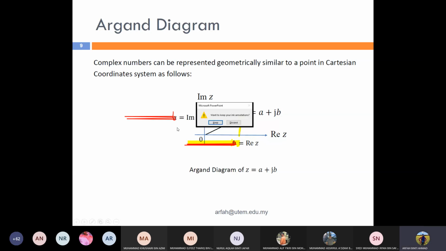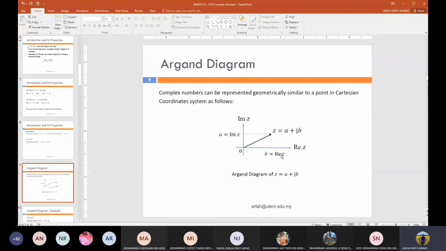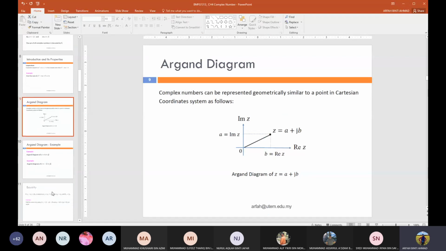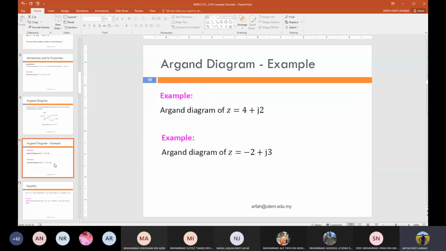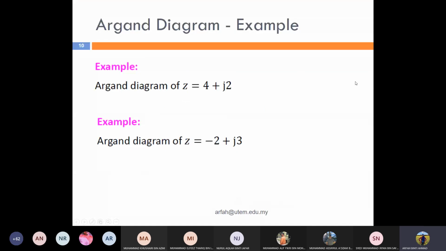Done lah, betul kan dekat slide tu ada salah rajah tu. Yang A patutnya dekat imaginary part, yang B patutnya dekat, A patutnya dekat real part, B patutnya dekat imaginary part. Okay, the salah typing tu. Okay. So, cuba lukis this one untuk Argand Diagram. Z sama dengan 4 tambah J2, Argand diagram of Z equal to negative 2 plus J3. So, okay, cuba try this exercise.